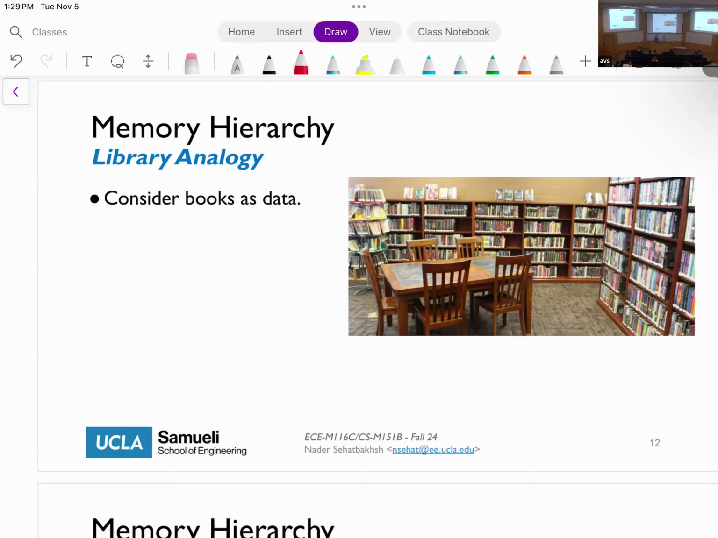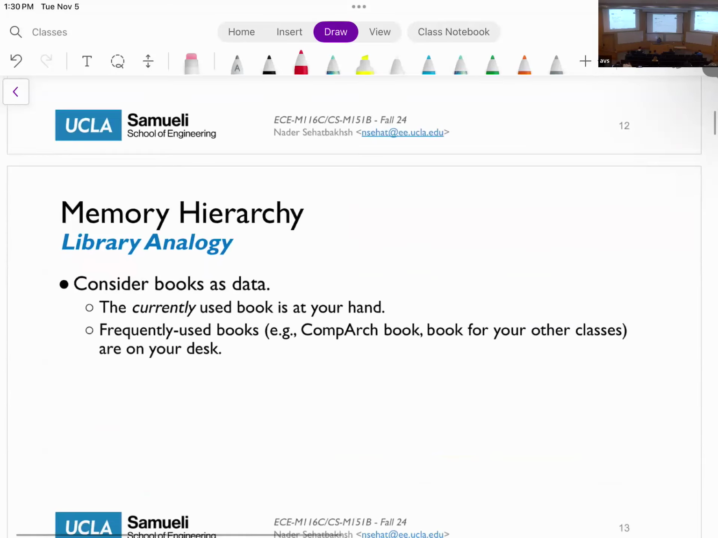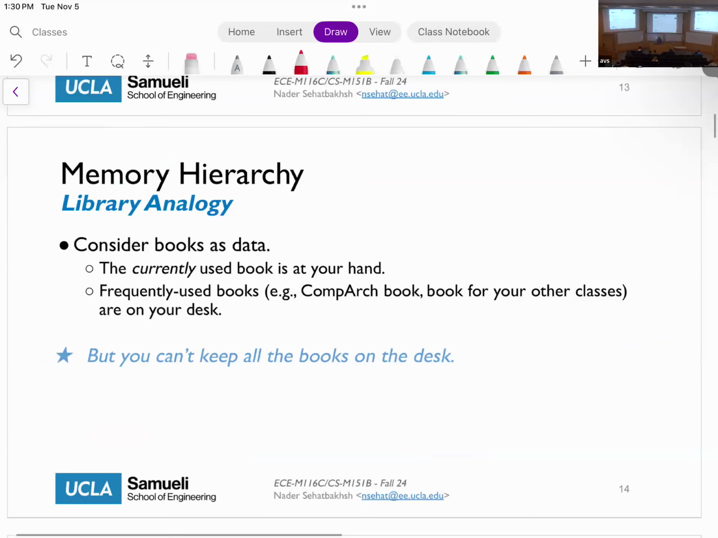So on average, if I measure the time for me to access the book that I want, if most of the time I just use either the books on the table or, worst case, the books behind me in the library, then the average time would be really, really low. Even though it might take hours and hours for me to go to the library. If I go to the library frequently, then the average would be terrible, right? So that's the idea of memory hierarchy, okay? So I put things close to me based on how fast and how frequently I want to use them, okay?